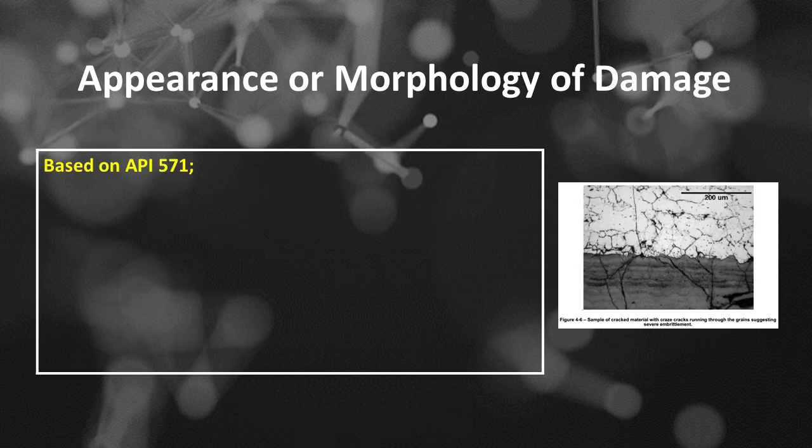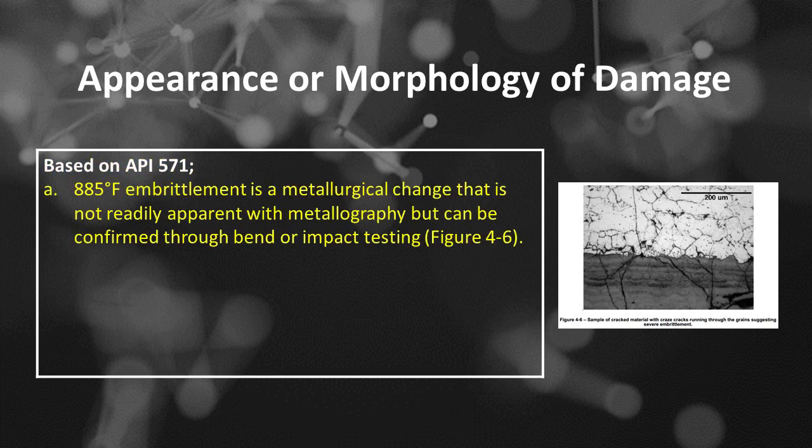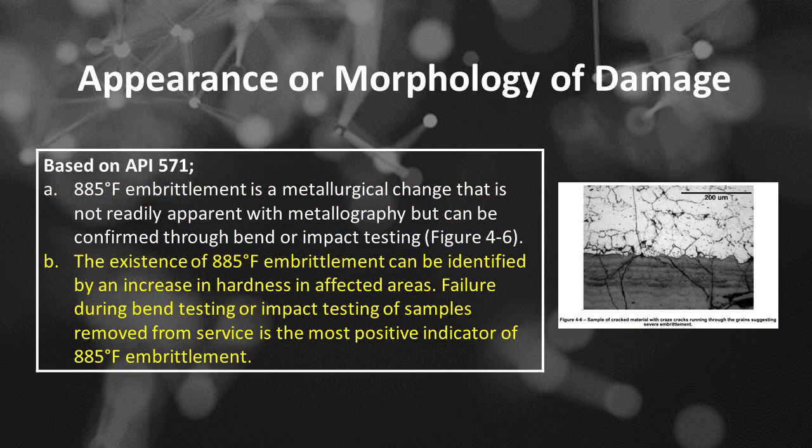Appearance or morphology of 885 degrees Fahrenheit or 475 degrees Celsius embrittlement damage mechanisms based on API 517. The first is 885 degrees Fahrenheit embrittlement is a metallurgical change that is not readily apparent with metallography but can be confirmed through bend or impact testing, see Figure 4.6.